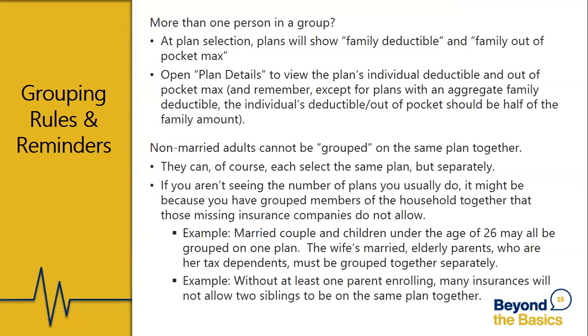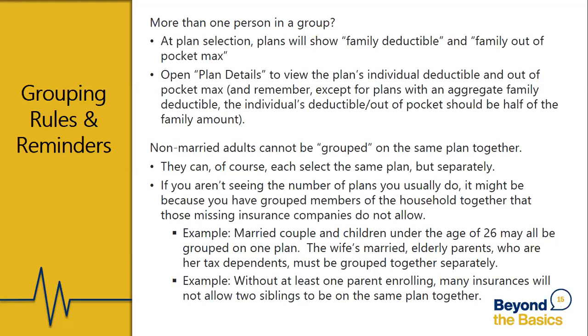I have a couple of just reminders connected to grouping because I think grouping is a little bit confusing. Be aware that if you are looking at a plan with more than one person enrolling, the marketplace tends to show the family deductible and the family out-of-pocket max instead of the individual one. You would need to open the plan details to actually also see the plan's individual deductible and out-of-pocket max.